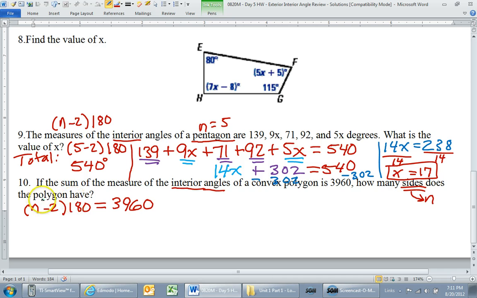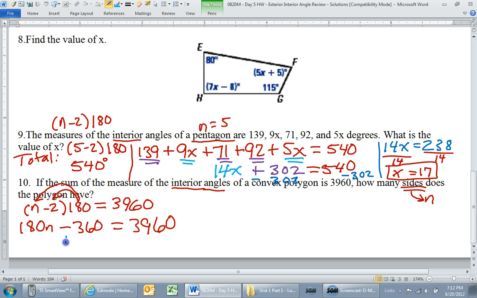Now I could do the distributive property right now, and that would be fine. Or I could divide by 180 right now, and that would also be fine. I think most kids will do the distributive property, so I better do it that way so nobody gets confused. So that would be 180n minus 360 equals 3,960.